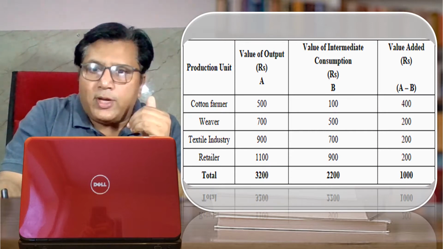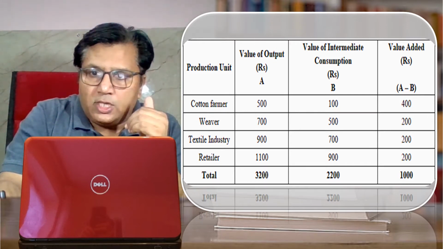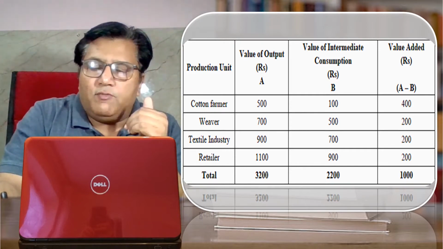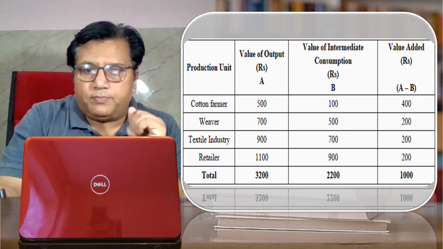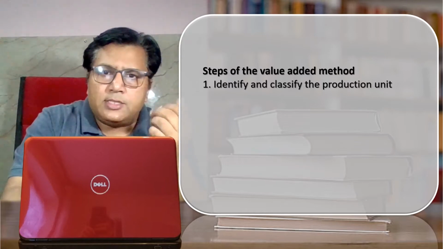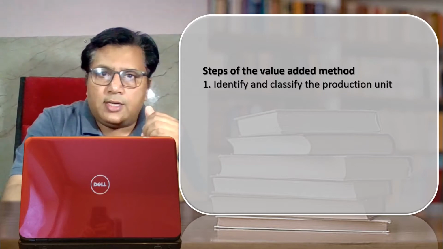So under the value added method, what we do is add up the values added at each stage. It means we add 400 rupees, 200 rupees, 200 rupees, 200 rupees, and the total is 1000 rupees. So under the value added method, we calculate the national income by adding up the value added. Clear? Now let us discuss the different stages that we consider under the value added method.